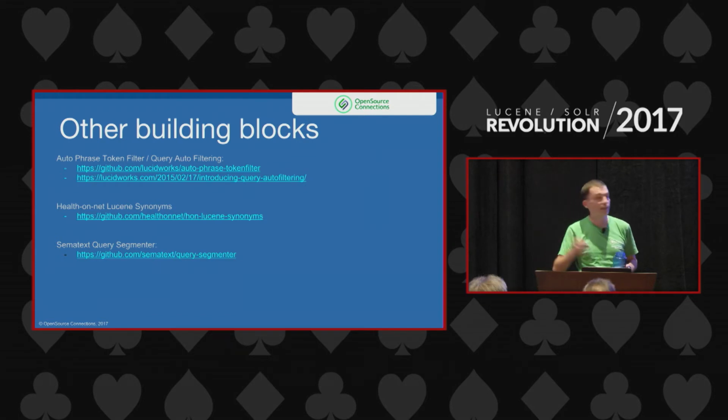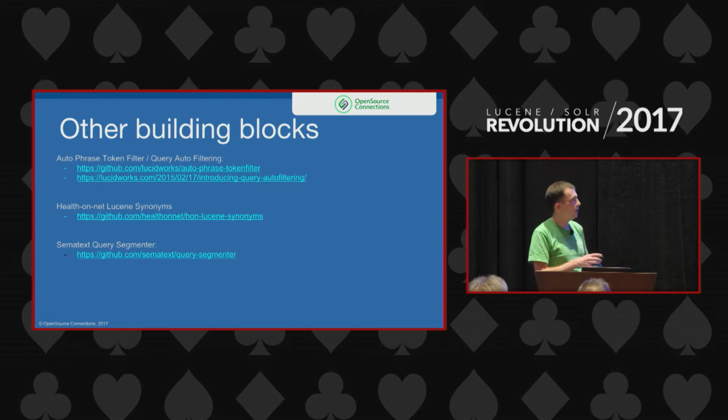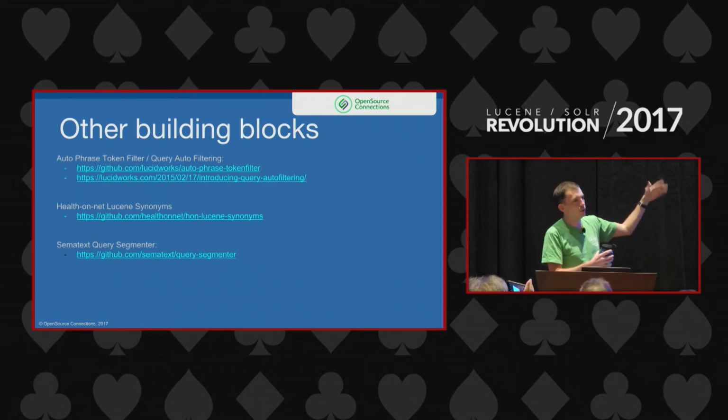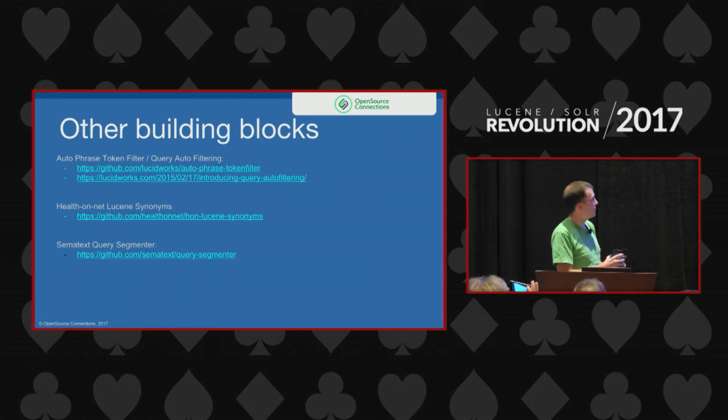Now, there's a lot of other building blocks. Ted's talk was amazing. The autophrase token filter and the query autofiltering is another thing. And this is a common thing: these kinds of trying to turn unstructured, quote-unquote, queries and add structure to them are very common themes. And there are other things out there. The Hathi Trust Lucene synonyms, some of you may have used. That's like the long-term fix to the synonym problems that Solr has had until recently. And then Semantics is a query segmenter that is similar to the query autofilter.